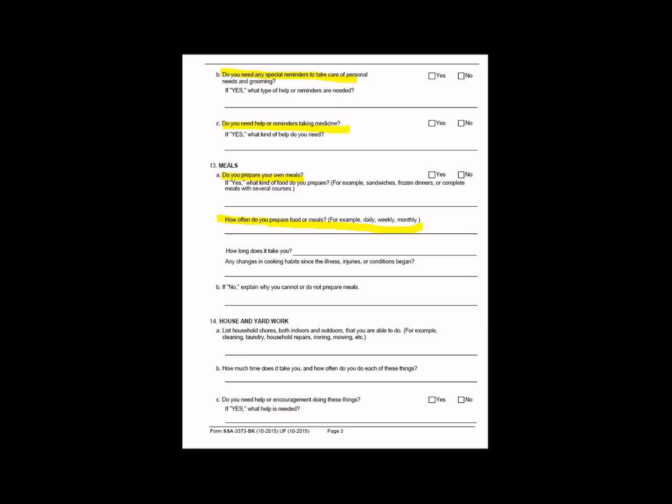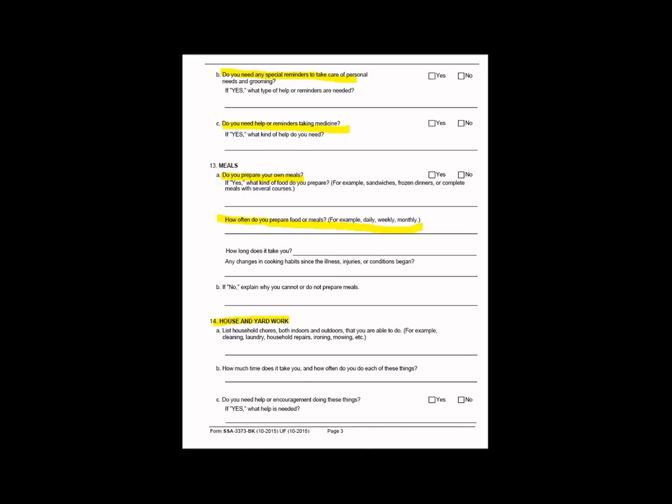Same thing, how often? The reality is that Social Security assumes you've got to eat. So you've got to make sure you explain to them how you are eating. Are you eating daily? Are you eating TV dinners? Lay it out for them, so that they know what's going on.